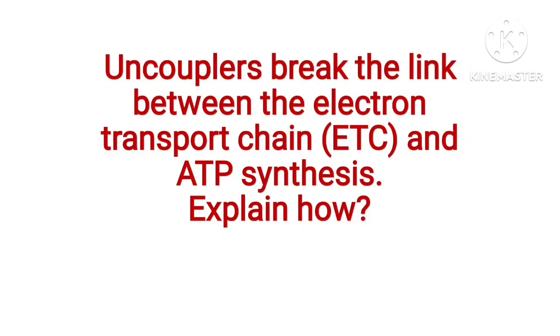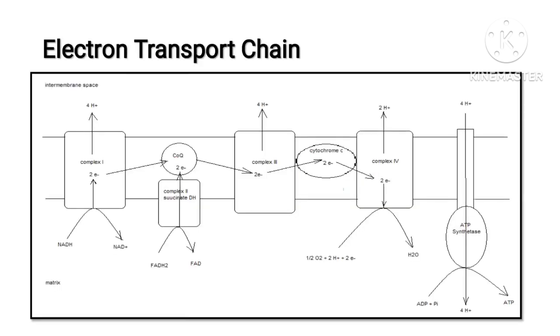Hello everyone. In this short video, let us learn the reason behind the uncouplers breaking the link between the electron transport chain and ATP synthesis. So before going into the actual reason, let us briefly discuss the electron transport chain, how it is arranged and how it functions. The electron transport chain is a chain of protein complexes in the inner mitochondrial membrane.